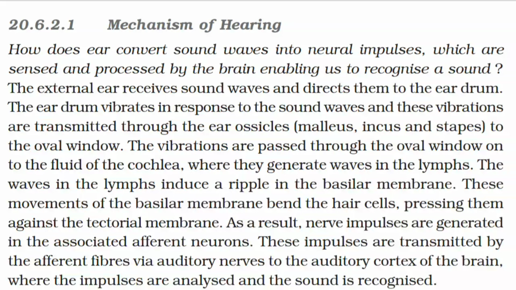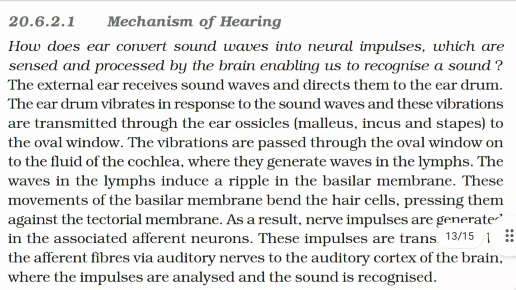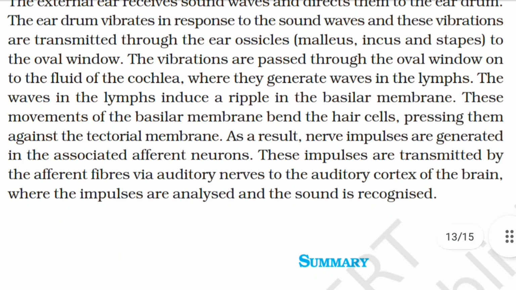The vibrations are passed through the oval window onto the fluid of the cochlea, where they generate waves in the lymphs. The waves in the lymphs induce a ripple in the basilar membrane. These movements of the basilar membrane bend the hair cells, pressing them against the tectorial membrane. As a result, nerve impulses are generated in the associated afferent neurons. These impulses are transmitted by the afferent fibers via auditory nerves to the auditory cortex of the brain, where the impulses are analyzed and the sound is recognized.